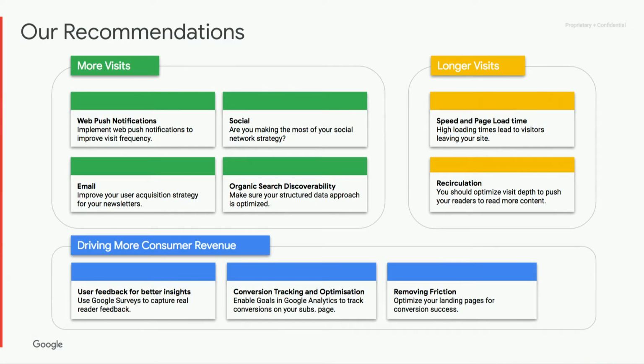These are overall our entire sections of recommendations. There are three sections to note: more visits, longer visits, and driving more consumer revenue, and that is if you have subscription or paywall capabilities. For today, we're going to go in-depth into the more visits and longer visits and explain more about the optimizations that you can make in those areas.